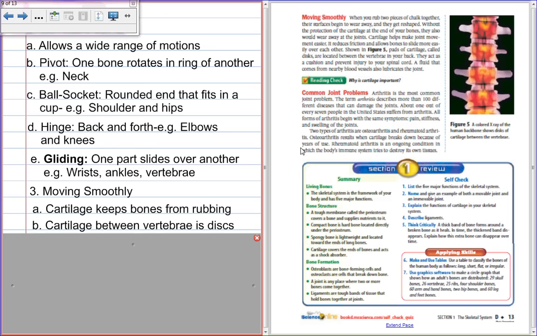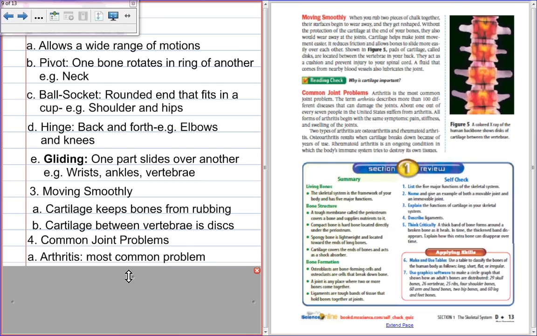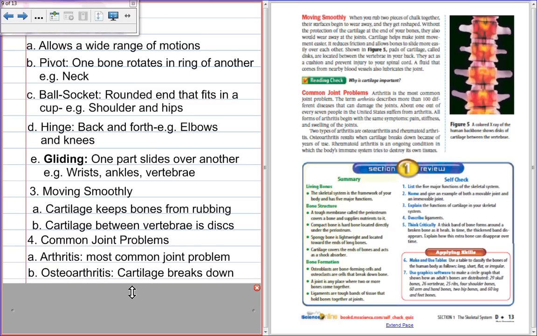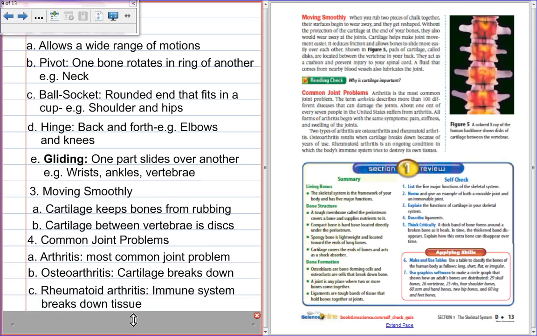Okay, both of these are very painful. Which of these do you think happens because of age? Okay, tell me tomorrow. All right, common joint problems. Number 4, last one. Arthritis is the most common joint problem. Osteoarthritis, cartilage breaks down. Rheumatoid arthritis is something with your immune system, when your immune system breaks down the tissue. And we're going to talk about the immune system later on.